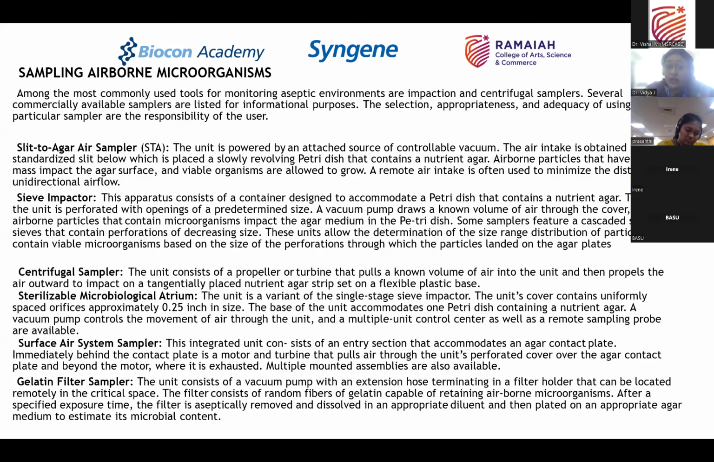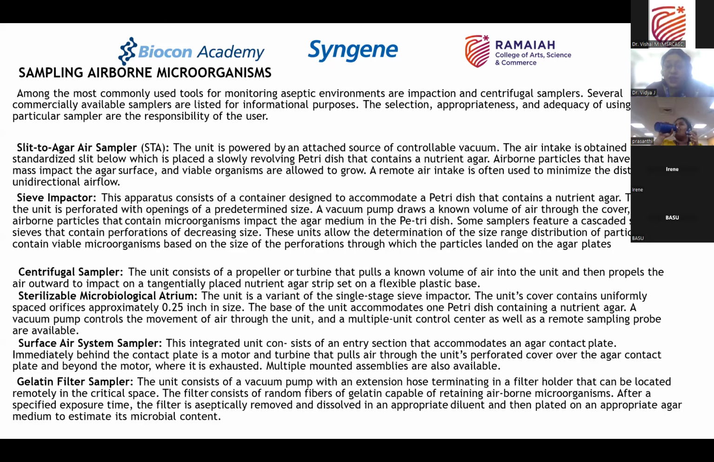Then you have the sieve impactor. So it's a very small unit that can accommodate a petri plate. And again, you have a vacuum pump that is going to draw air from outside. And again here, similarly, the air particles stick onto the plate. And both are very similar. The principle is the same. The slit to agar air sampler and sieve impactors are the same thing. Okay, but only the design is different.